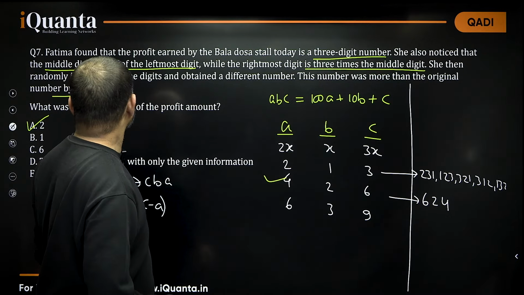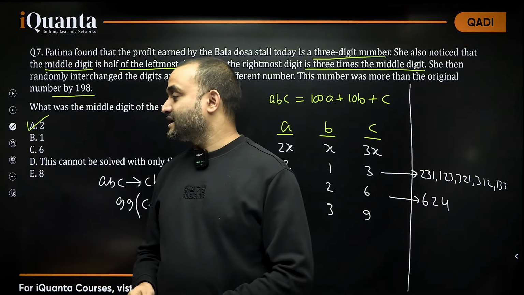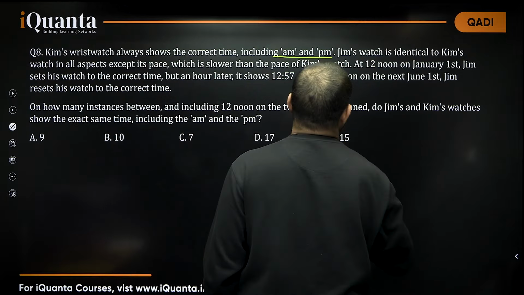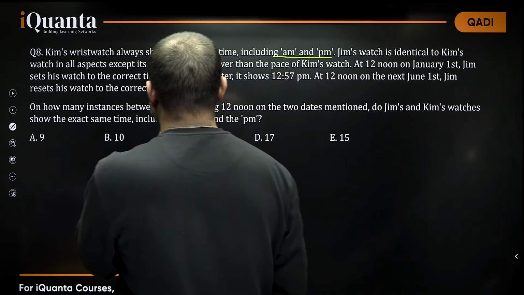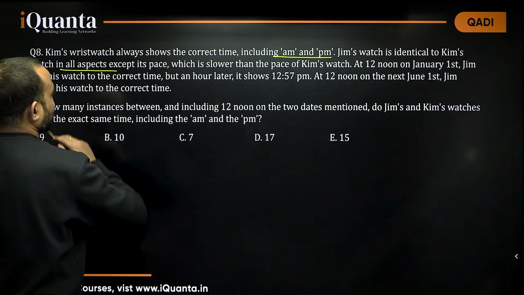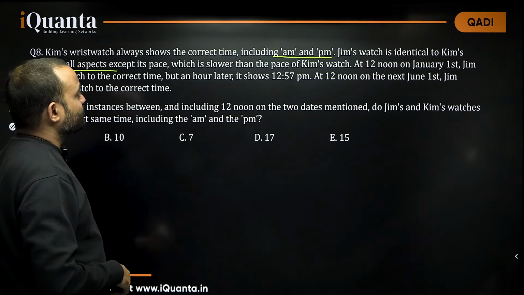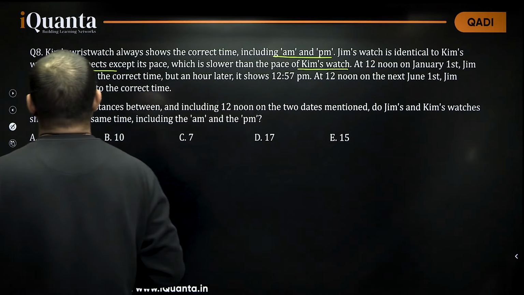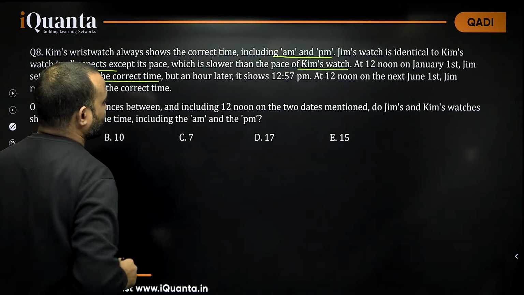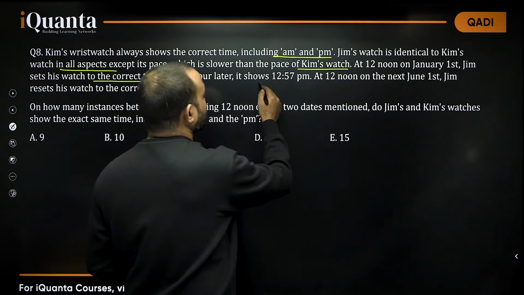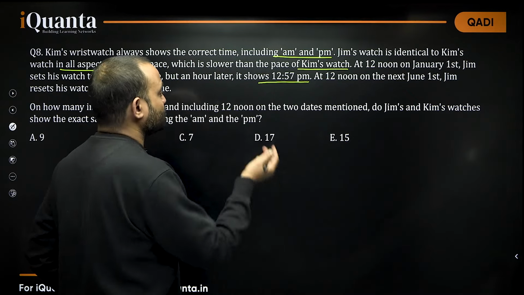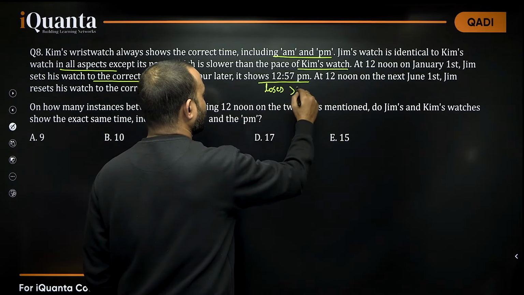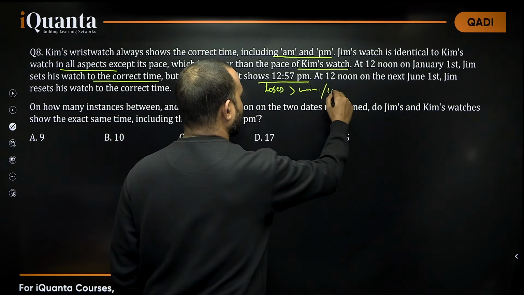Question is, what was the middle digit of the profit amount? Option A is correct. Kim's wristwatch always shows the correct time, including AM and PM. Jim's watch is identical to Kim's watch in all aspects except its pace, which is slower than the pace of Kim's watch. At 12 noon on January 1st, Jim sets his watch to the correct time, but an hour later it shows 12:57 p.m. Means at 1 p.m. it shows 12:57 p.m. That means it loses 3 minutes per hour, right?